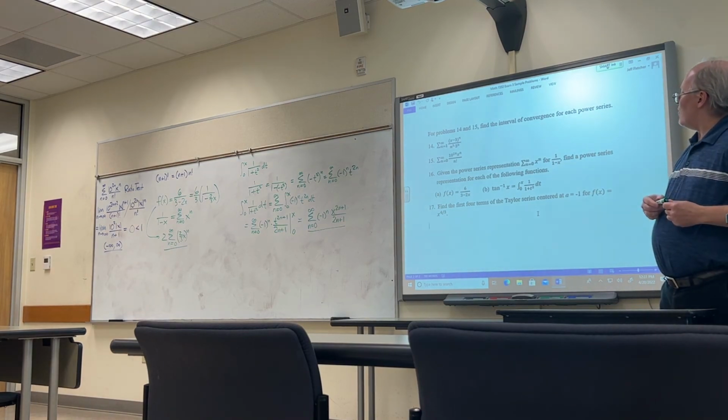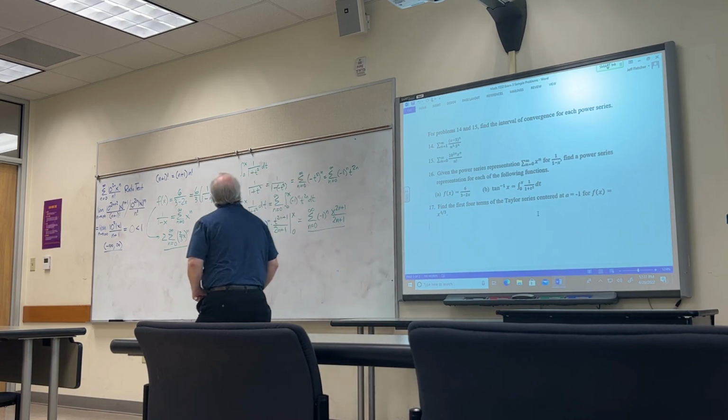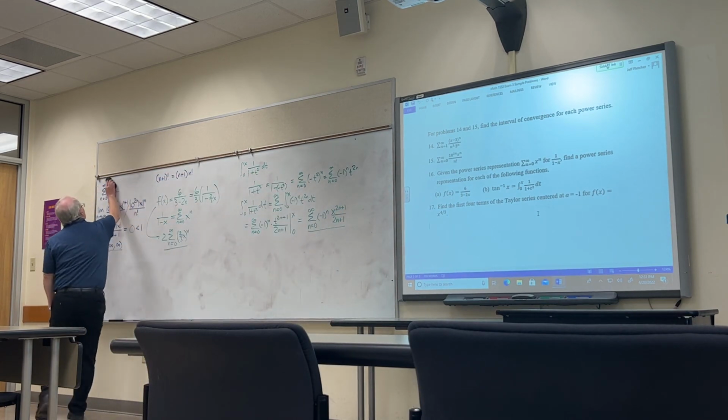All right, now number 17, you're finding the first 4 terms of the Taylor series centered at a equals negative 1 for f of x equals x to the 4 thirds. Are there any questions on that? Can we go ahead and do it? All right, so this is where we'll actually use the Taylor series formula.